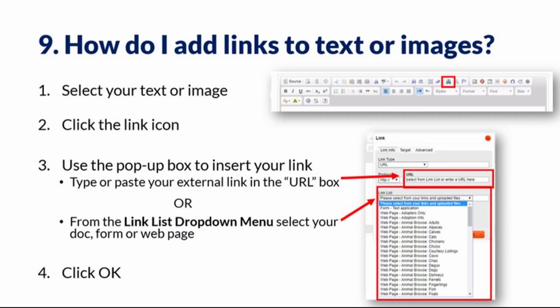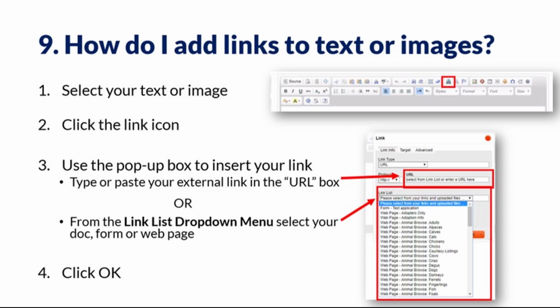Question number 9 is, how do I add links to text or images? Adding links could not be easier. First, select your text or image. Then, click the link icon. It kind of looks like a globe with a link icon underneath it. Step 3, in the pop-up box, either add the external link by typing or pasting it into the URL box. Or you can use the link list and select any previously uploaded document or made online form or one of the web pages from the web page list. Then you click OK.